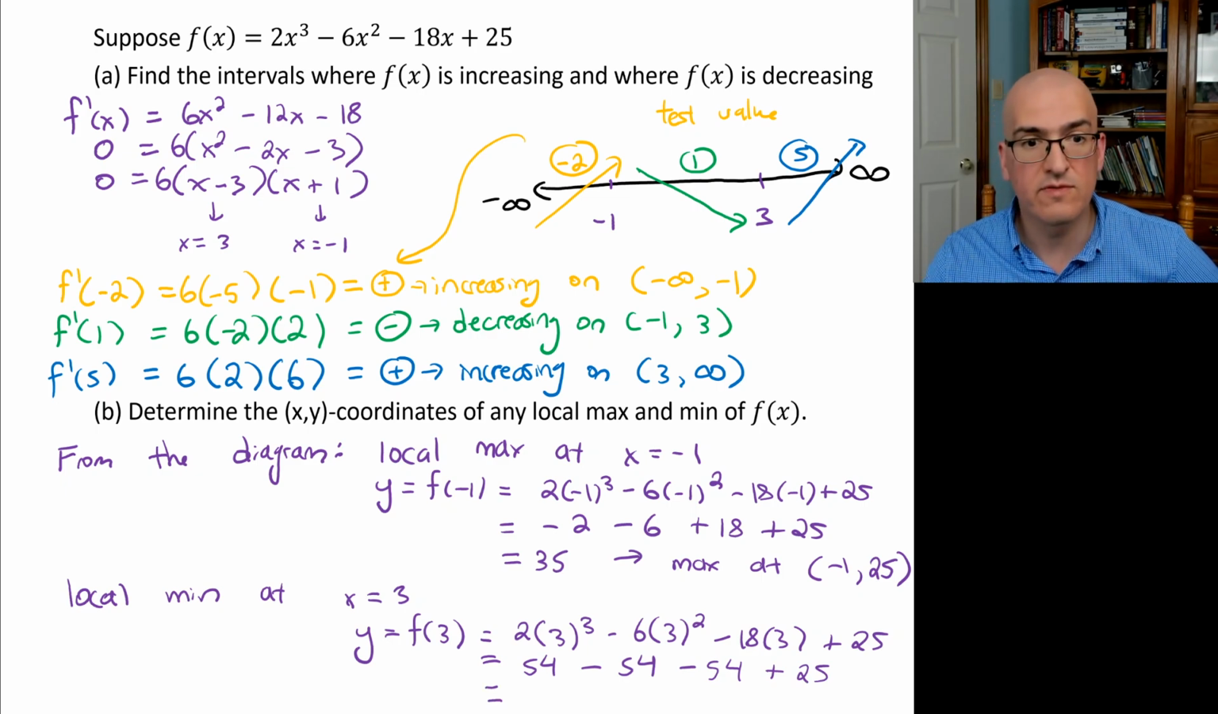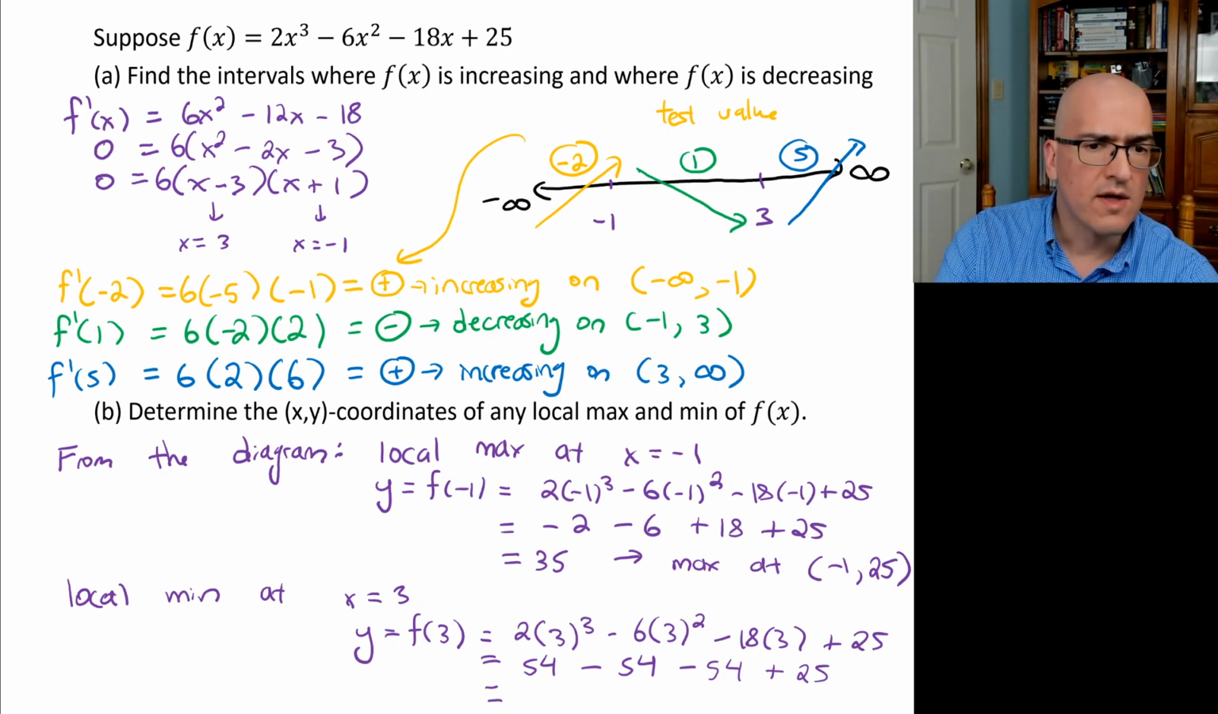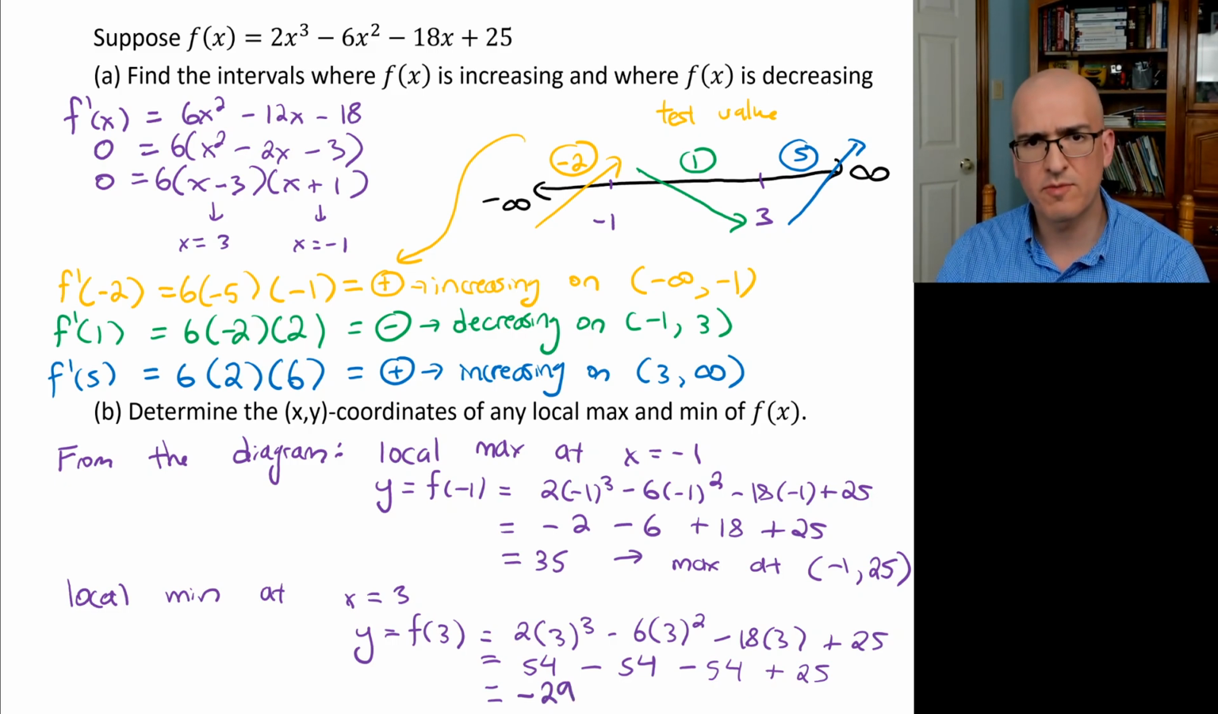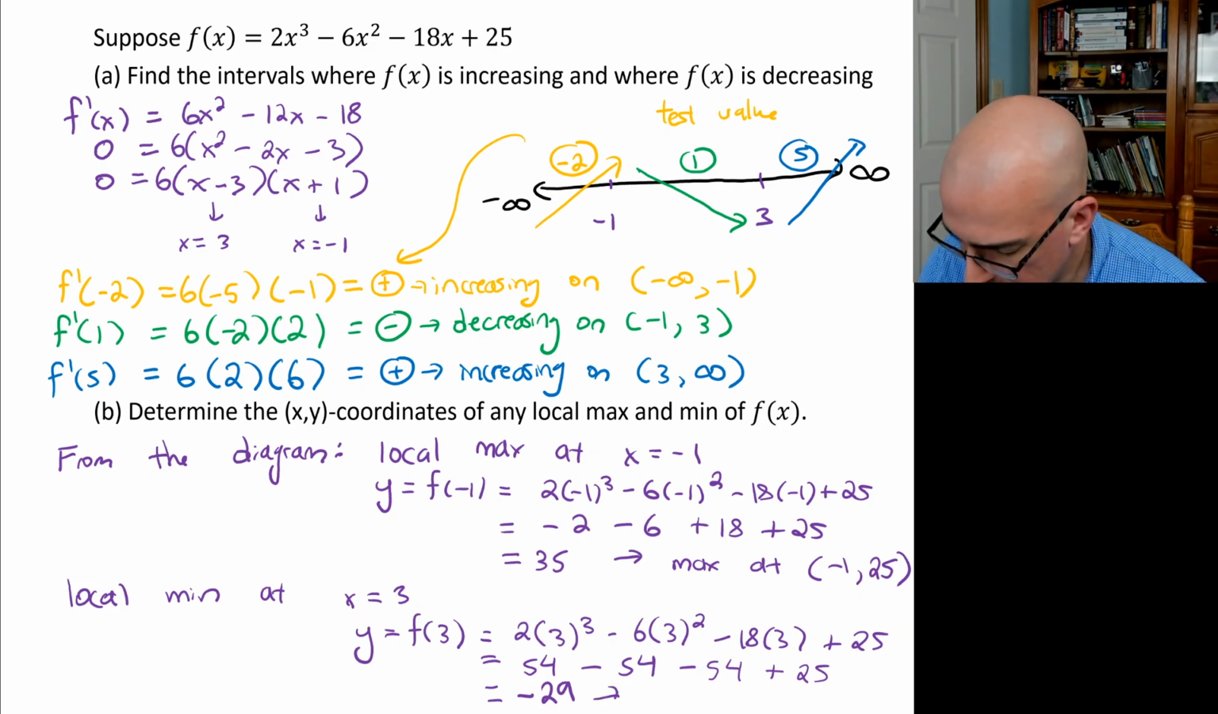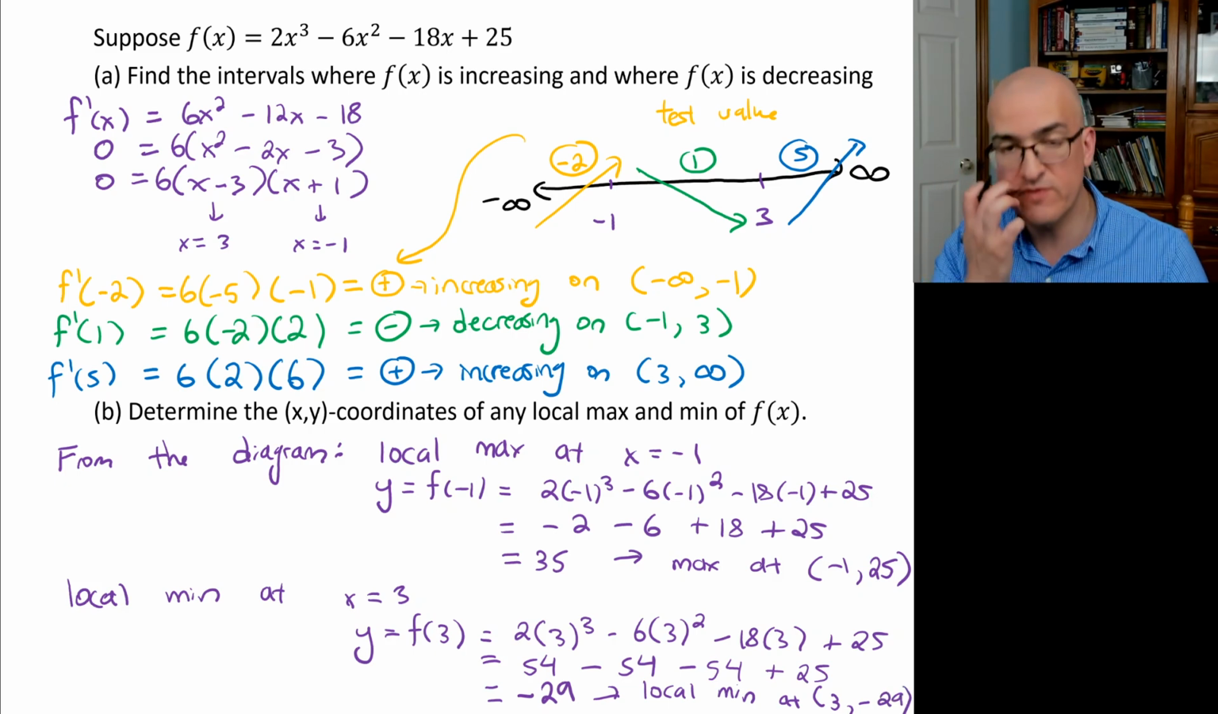Okay, so I have, let's see, negative 29, I think. You'll have to tell me if there's a mistake in the video and I'll post a correction. So this means we have a local min at 3 comma negative 29. Okay, so that's it for part B. We found the max, we found the min.